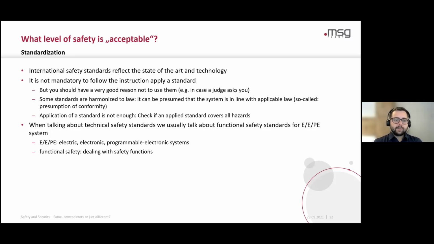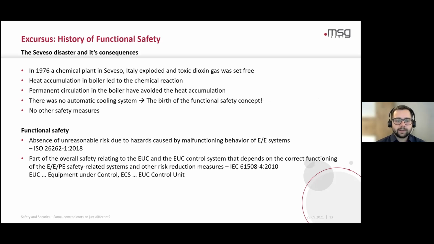Functional safety is mostly dealing with safety functions, about the correct functions of the system. The correct definition, which is on the next slide, would be: it is part of the overall safety relating to hazards caused by malfunctioning behavior of electronic and electric systems, as it is called in the automotive standard. In other words, it is dealing with the correct function of system functions when the malfunctioning of this function could cause harm to people, properties, environment, and so on.